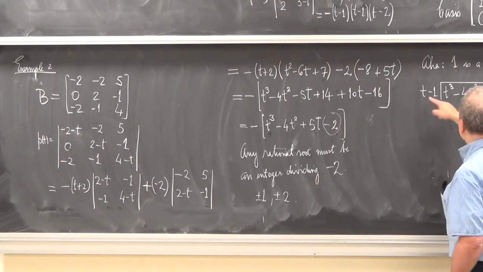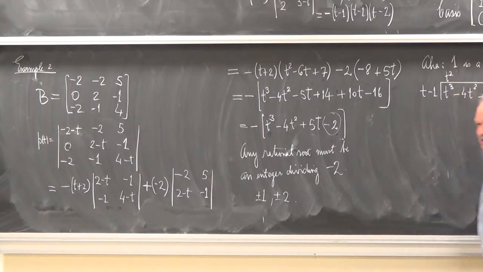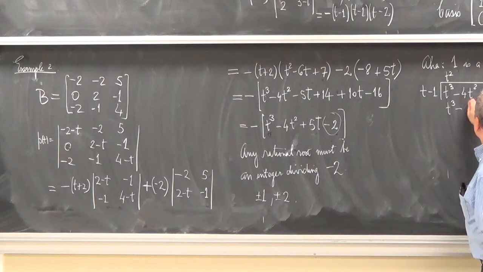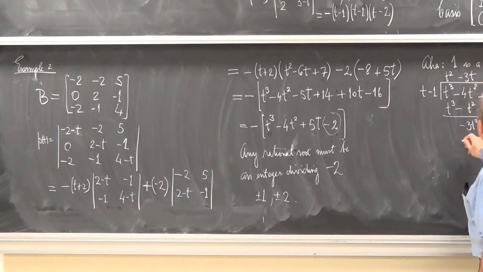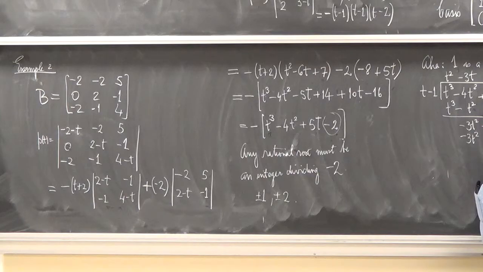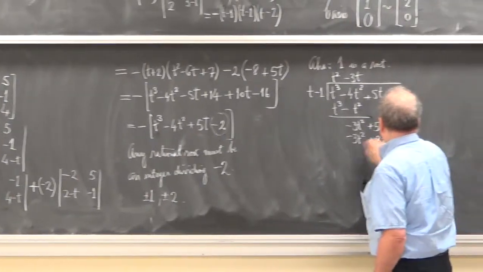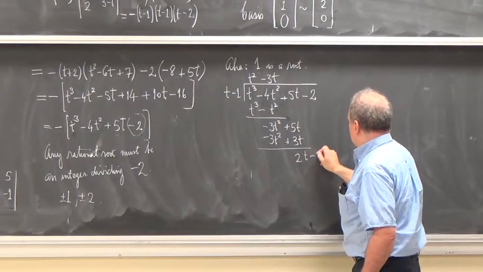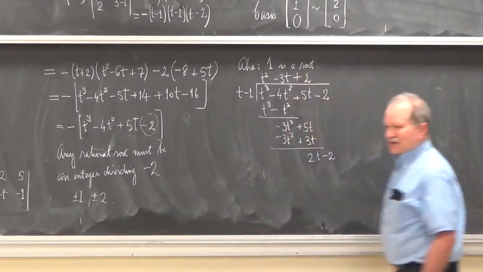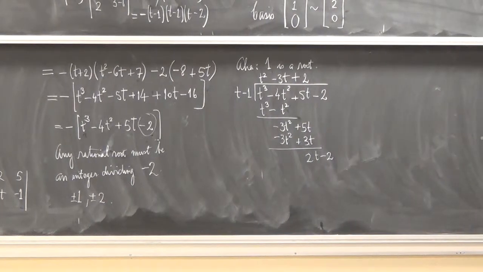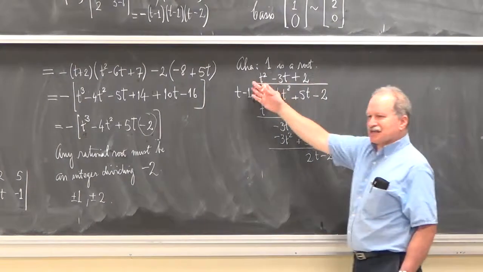So how many t's go into t cubed? Approximately t squared of them. You do it just like long division with integers. Then I get minus 3t squared, so I get minus 3t here, minus 3t squared, bring down the 5t. Subtract, bring down the negative 2. Oh, isn't that lovely? It goes evenly like it was supposed to. And now you easily factor this.